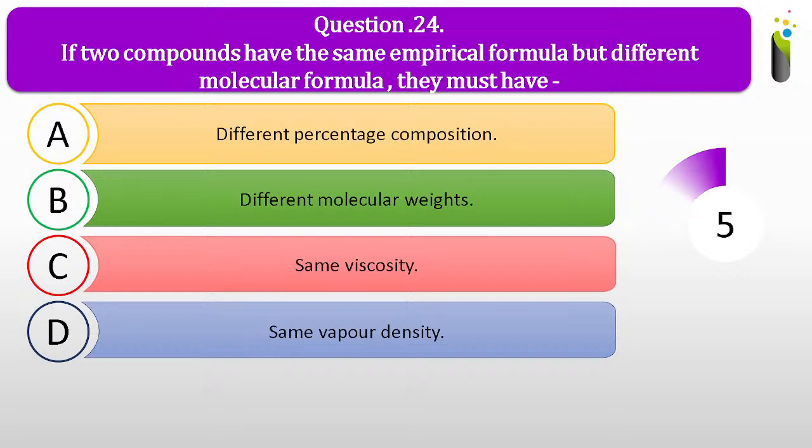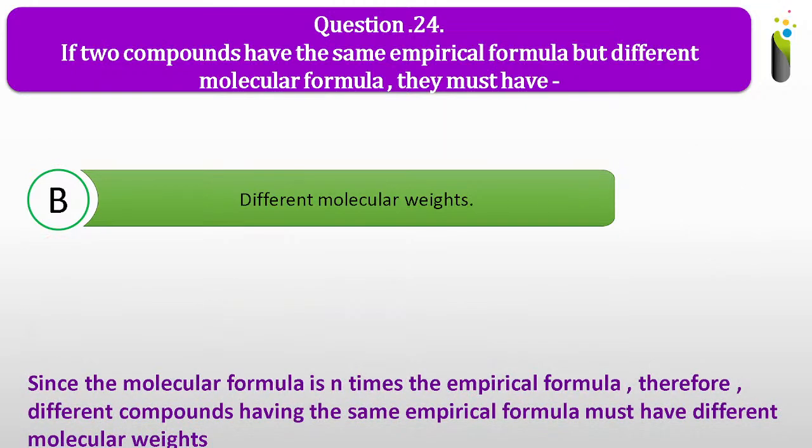So the answer for question number 24 has to be B. So if two compounds have the same empirical formula but different molecular formula, they must have different molecular weights. Since the molecular formula is n times the empirical formula, therefore different compounds having the same empirical formula must have different molecular weights.